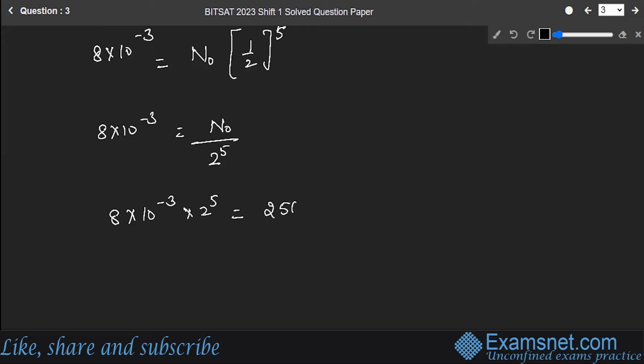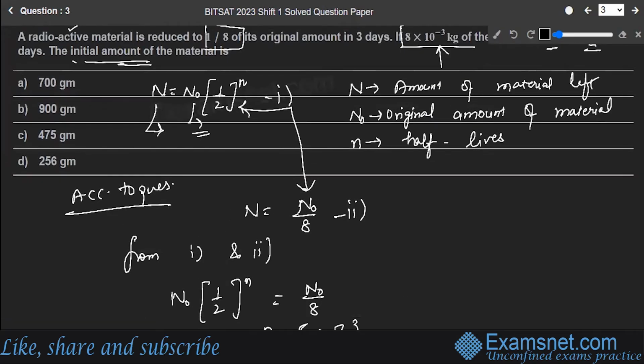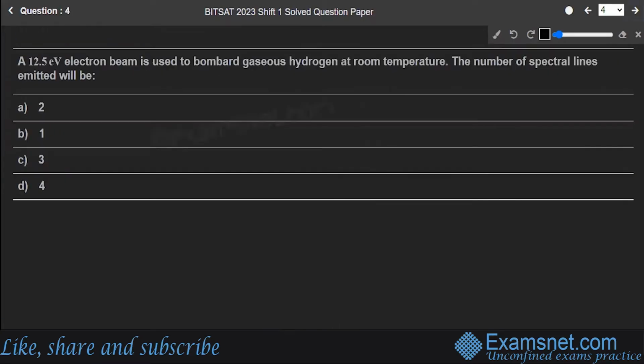This will give you 256 gram. This is your initial amount of the substance, 256 grams. Option D is the correct answer. Hope you understood this. Next is question number 4.